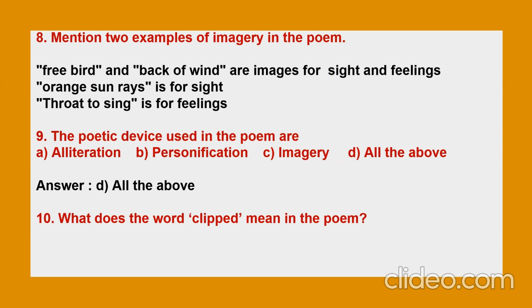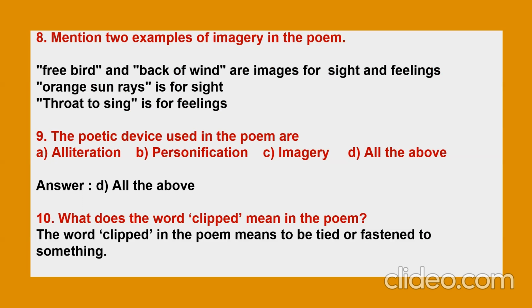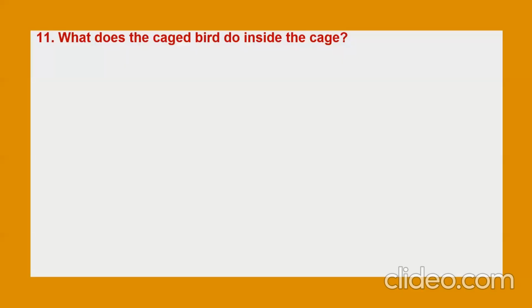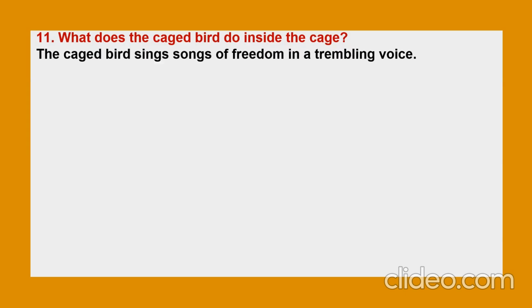What does the word clipped mean in this poem? The word clipped in the poem means to be tied or fastened to something. Question number 11. What does the caged bird do inside the cage? The caged bird sings the songs of freedom in a very trembling voice, in a very hesitating voice, but it sings the songs of freedom.